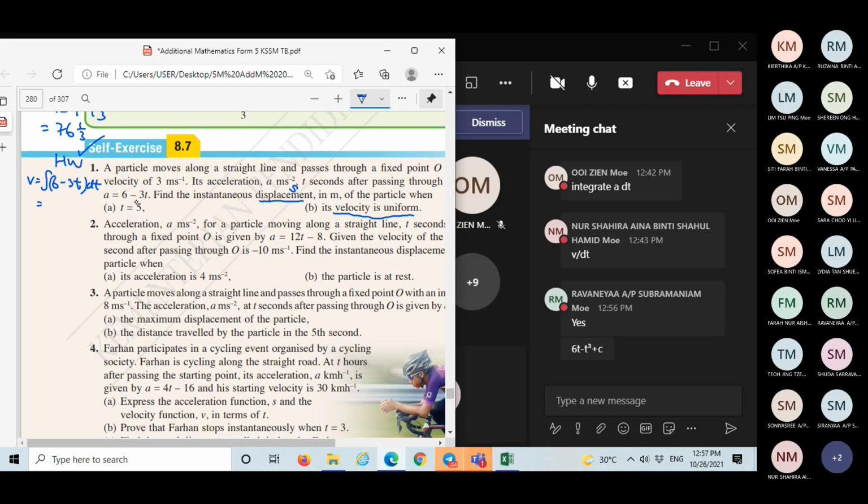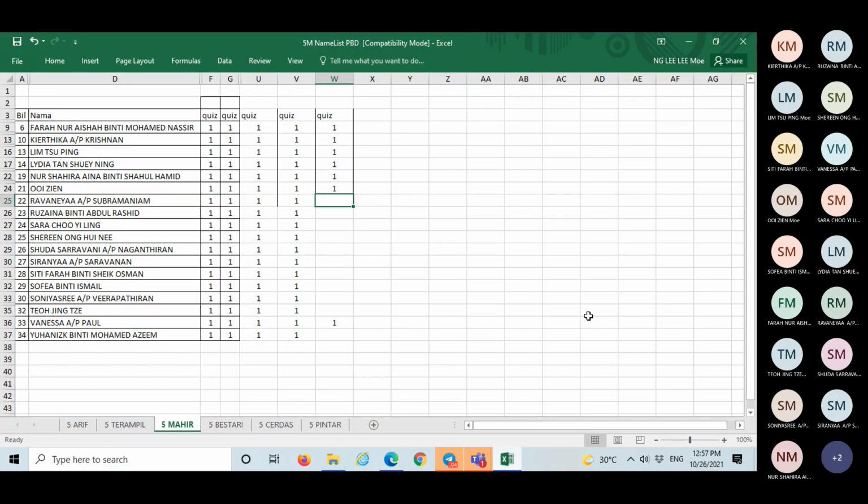Okay, integrate 6, you get 6t. Very good. You integrate negative 3t, so t squared over 2. Wrong, Ravania, I've done it for you. When you integrate t, you will get t squared over 2. So it's negative 3t squared over 2, and then plus c. Never mind, you try another time. Next girl.